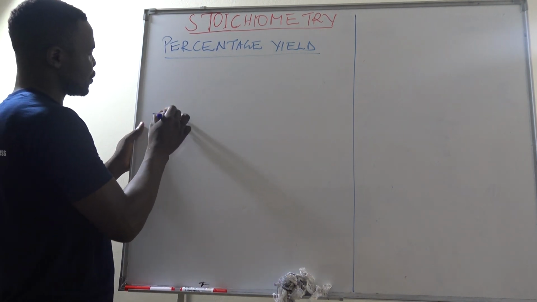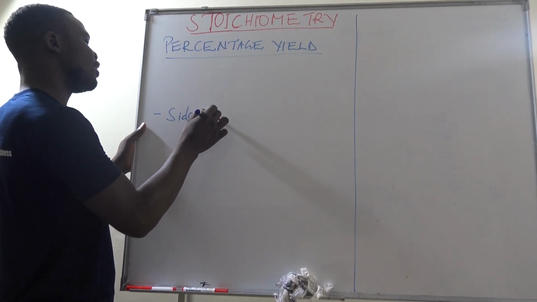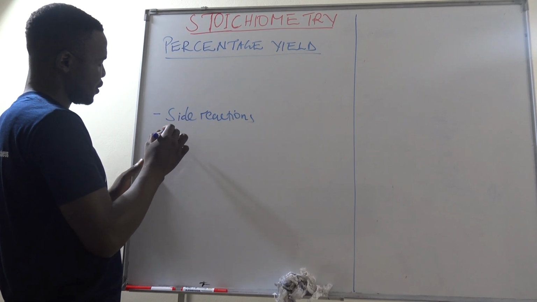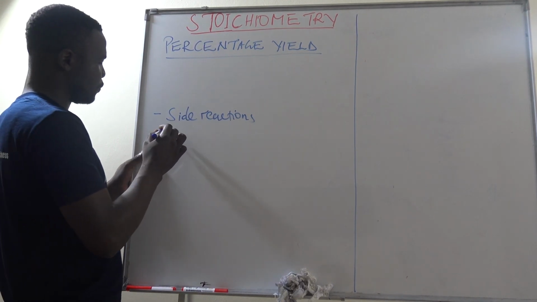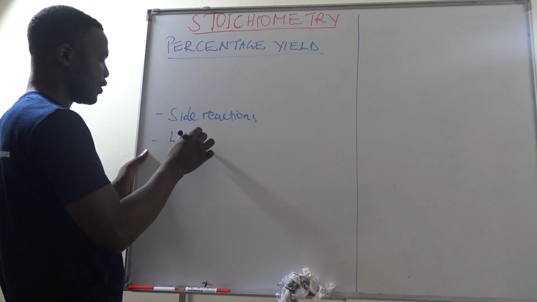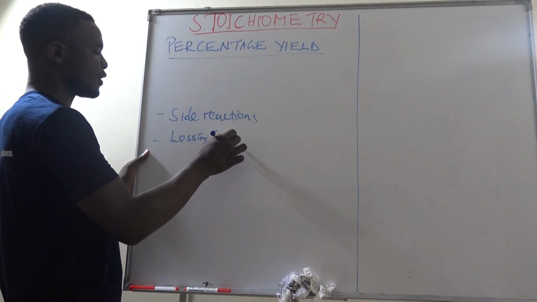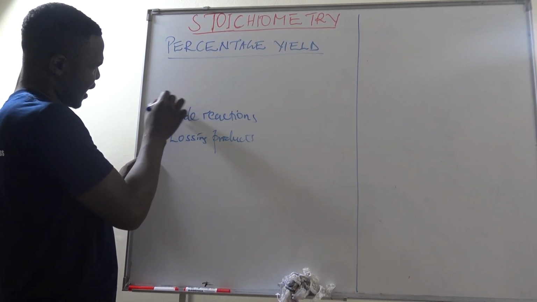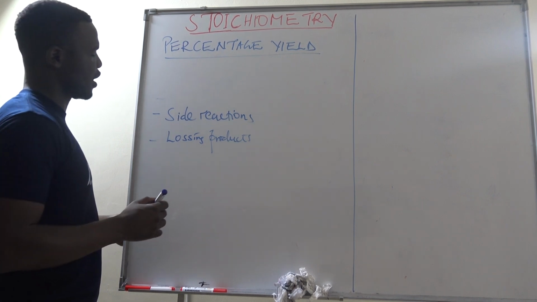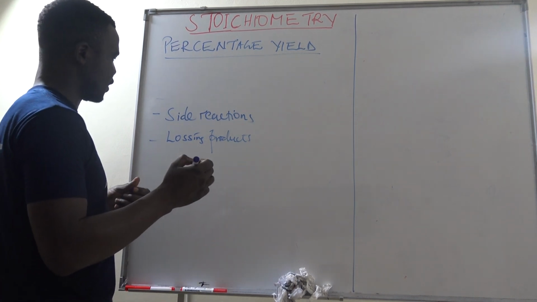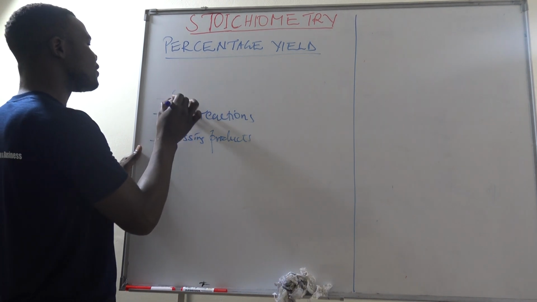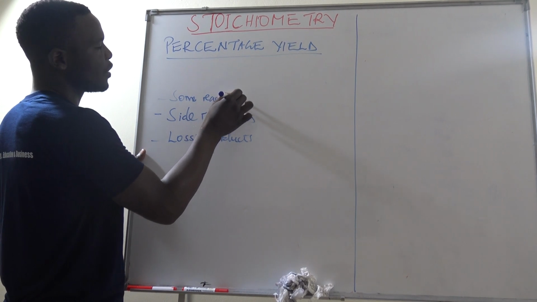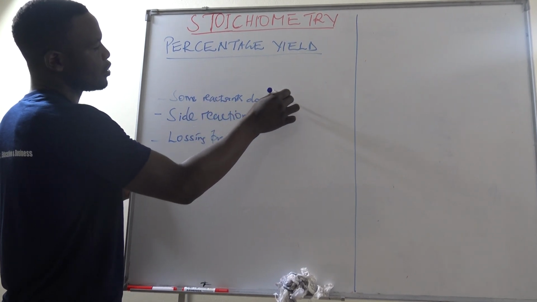One of the reasons is that there is a possibility of side reactions. Two, there is a possibility of losing the products. We can lose the products. And the third reason that causes the final product to be less than what is calculated theoretically could be that some reactants do not react completely.